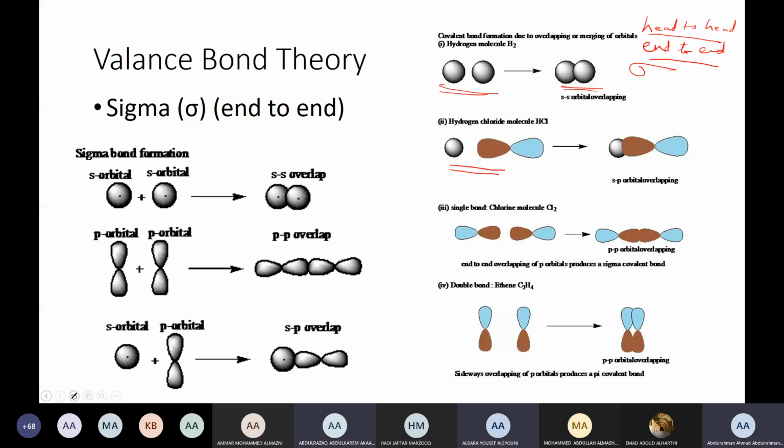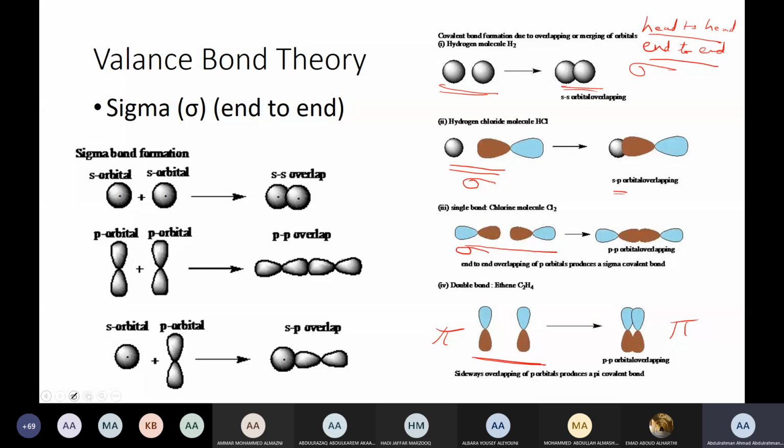Sigma. Sigma between S and P. Okay, how about this between P and P? What type of bond is this? Sigma. Also sigma between this P and P. Pi. Pi bond. You should know when you are going to have a pi bond and a sigma bond.